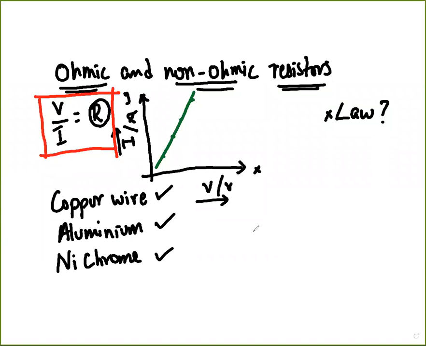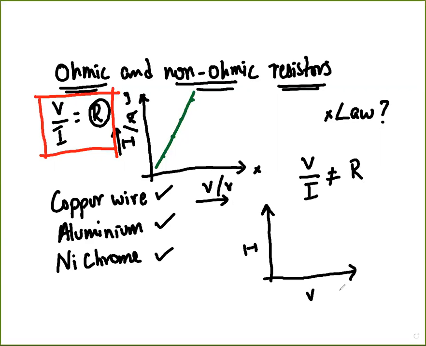Now, non-ohmic resistors are obviously the ones in which V upon I is not equal to R. Which means instead of talking in terms of what are the materials, we will explore it in terms of the graph. So what will happen in a non-ohmic resistor? If you set up the circuit, you put this non-ohmic resistor in the Ohm's law circuit, and then you measure the voltage and the current. So same things apply, current here, voltage here.